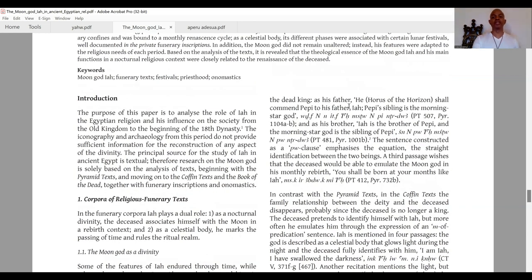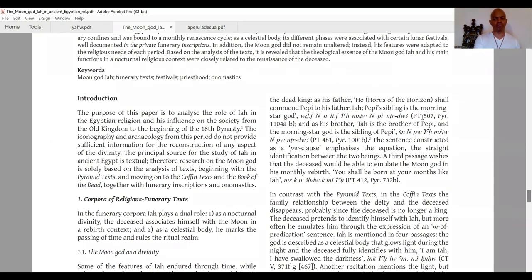As his father, and this is the text itself, he, meaning Heru on the horizon, shall commend Pepi to his father. Pepi was the king, the pharaoh. This pyramid was his. So he, meaning Horus on the horizon, shall commend Pepi, the Pharaoh, to his father Yah, the moon deity. Pepi's sibling is the morning star god. So his father is the moon, his sibling is the morning star god.